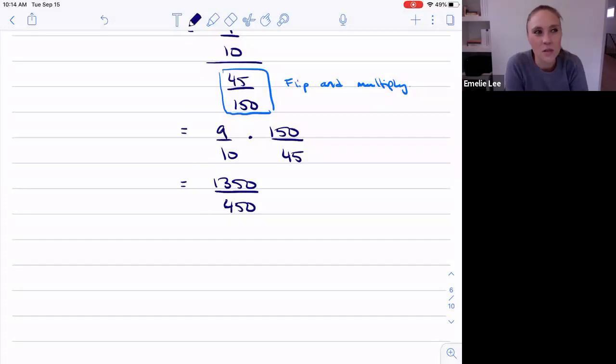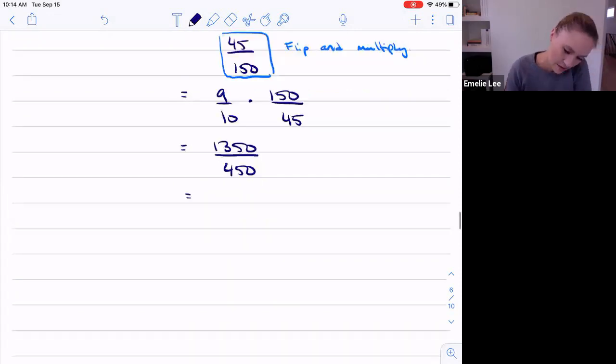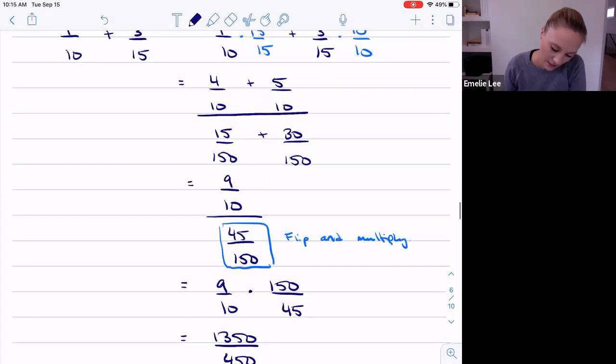I don't need you to simplify or anything like that, right? You can just leave it like this. But if you do 1350 divided by 450 in your calculator, turns out it's just 3. Right? But that's more fluky than anything else. Okay, so that's a big one.